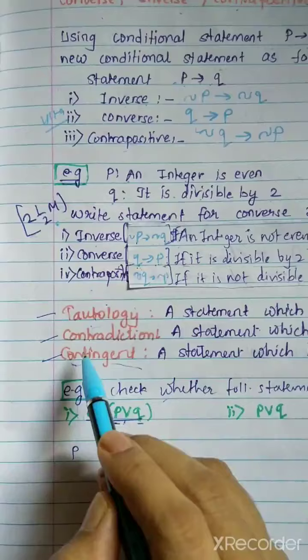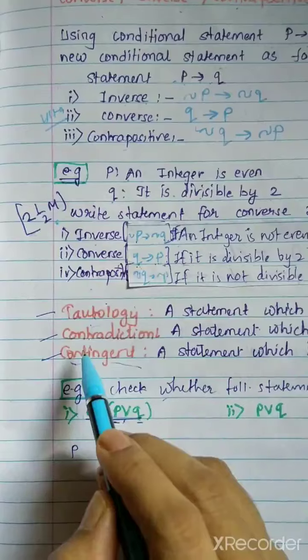So again I am repeating, inverse is what? Negation of P implies negation of Q. If an integer is not even, then it is not divisible by 2. Converse, Q implies P, will be: if it is divisible by 2, then an integer is even. Contrapositive, negation of Q implies negation of P: if it is not divisible by 2, then the integer is not even.